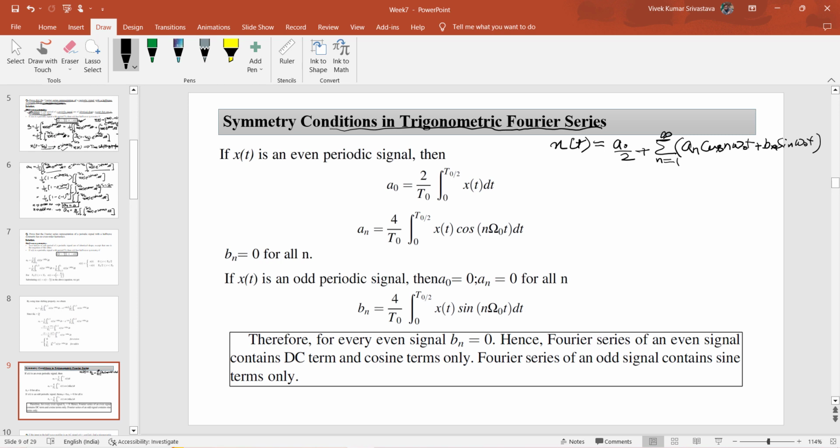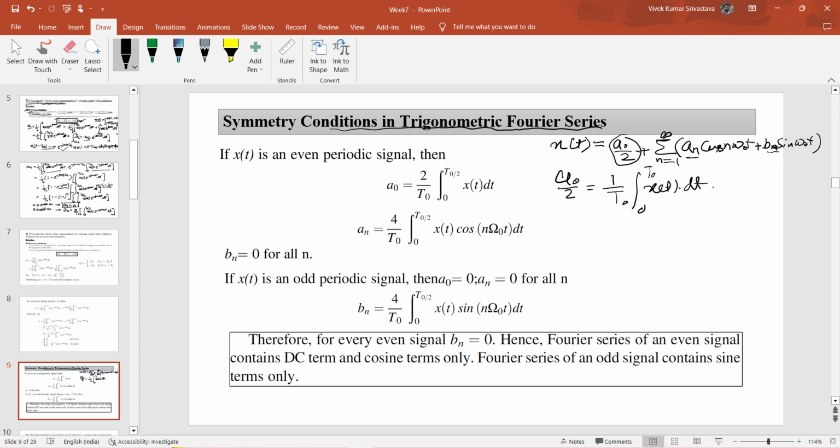Here a naught is the average term, and a n and b n basically depend on the signal. So this a naught by 2 we can calculate as 1 over T naught integral 0 to T naught x of t dt. This represents the mean value or average value.